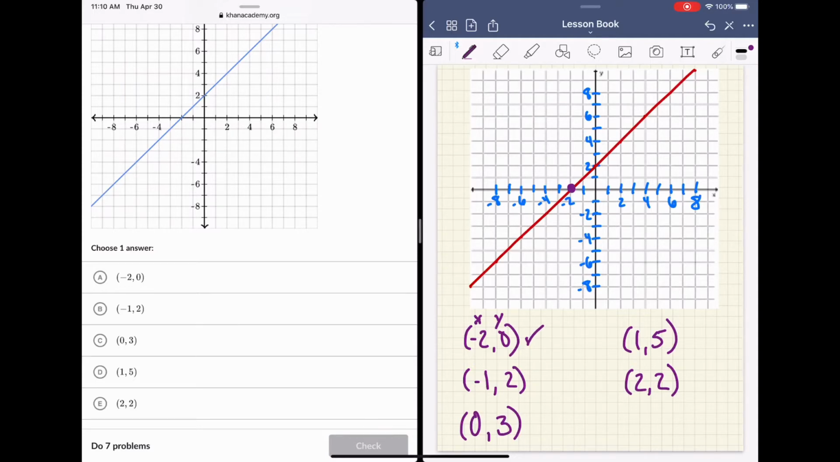Same with (-1, 2). We go negative 1 on the x, positive 2 on the y, and we are there. So that one is not on the line. We'll go 0 on the x, 3 on the y, also not on the line. We'll go to (1, 5), 1 on the x, 5 on the y, that is not on the line either. And finally, the point 2 on the x, 2 on the y, which is not going to be on this graph. So the only one that was on the graph, and that's the only one that satisfies the equation, is the point (-2, 0).